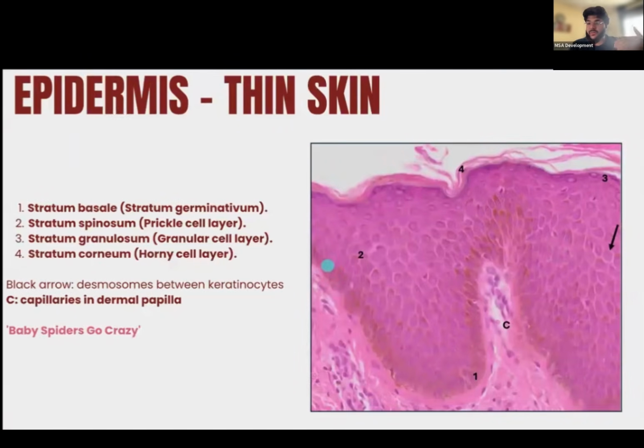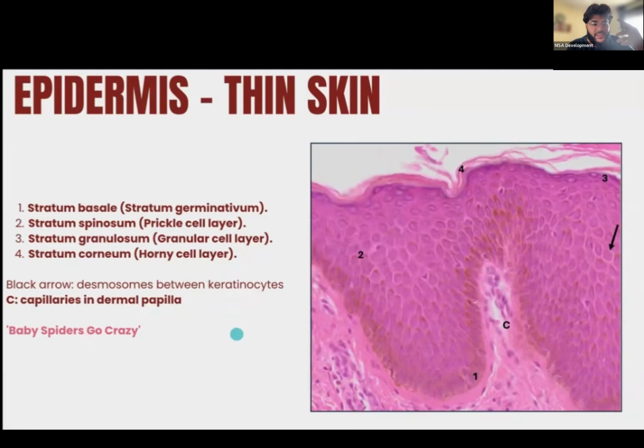Now let's talk about epidermis specifically. You have four layers in your epidermis when it's thin skin. Skin all over your body, other than the skin in your palms and your feet, is known as your thin skin. So your epidermis, which is your thin skin, is made up of four layers.